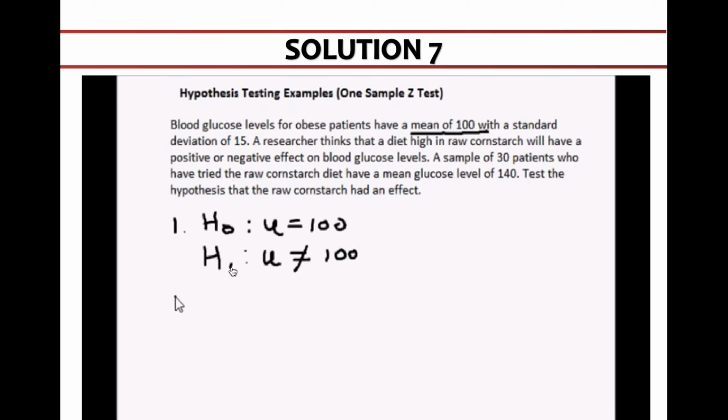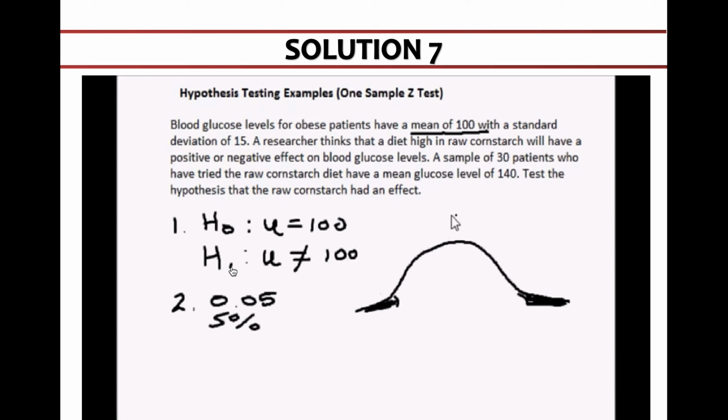The next step is we want to state the alpha level. If the alpha level is not mentioned in the question, then just use the standard 0.05, which is 5%. And what that means is if you take a normal distribution curve, our alpha level is the area in one tail. But we have a two-tailed test because the mean is not equal to 100.